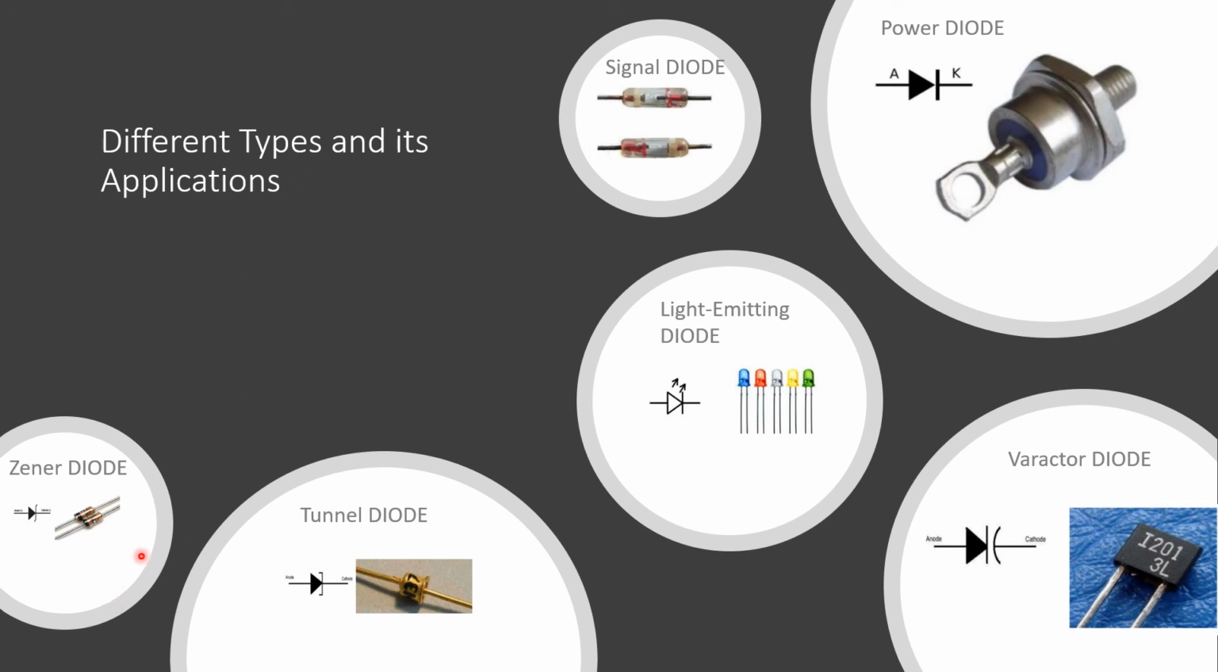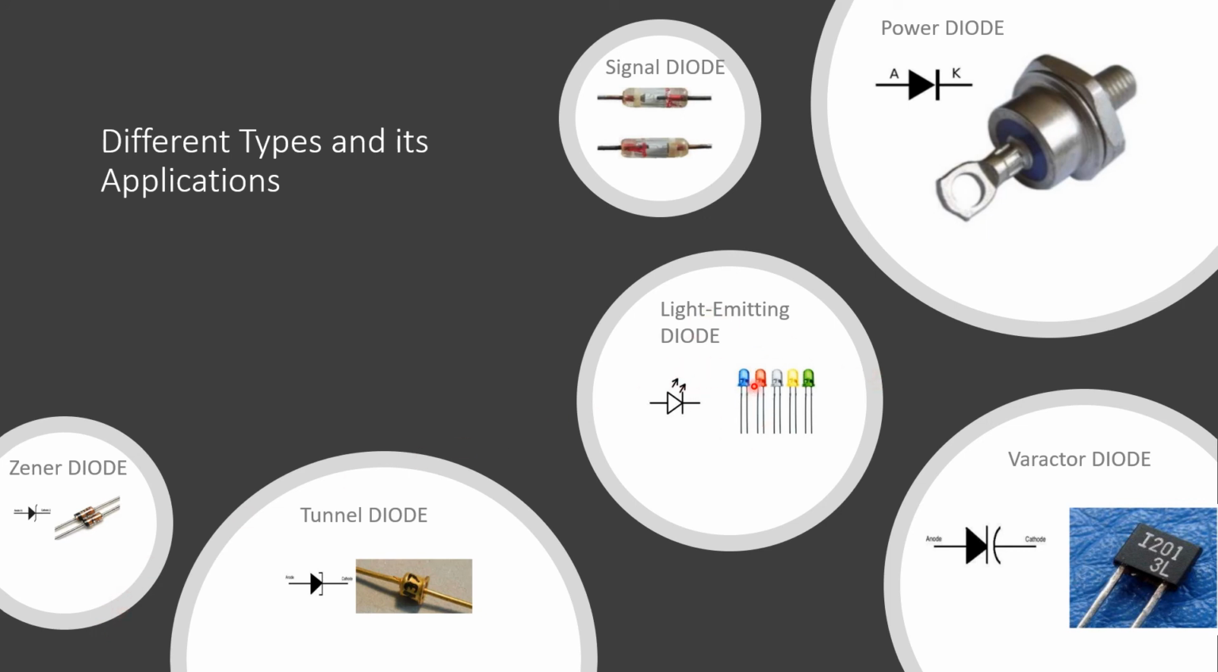So for the Zener diode, this is a voltage regulator in power supply circuits. And this diode is designed for limiting the voltage across its terminals in reverse bias, and it maintains a nearly constant voltage across its terminals over a specified range of Zener currents.